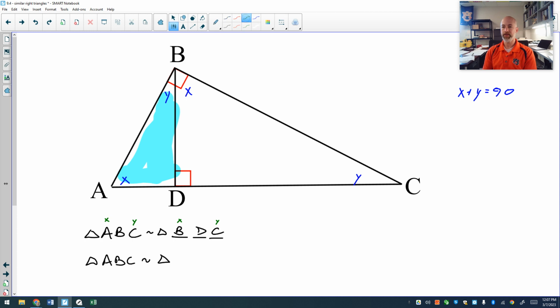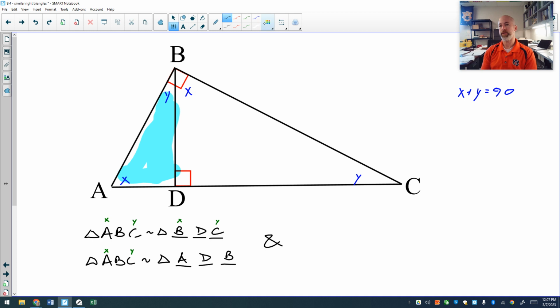On the left side, my ABC triangle, A is marked with an X, C is marked with a Y. That means, that definitely looks like an X. That's a Y. That means that on the right side, my first and my third must also be X and Y. And in this blue triangle, A is my X, B is my Y, and D, the right angle, is going to go in the middle. And so now I've compared my big triangle to each of the two smaller triangles created by the altitude.